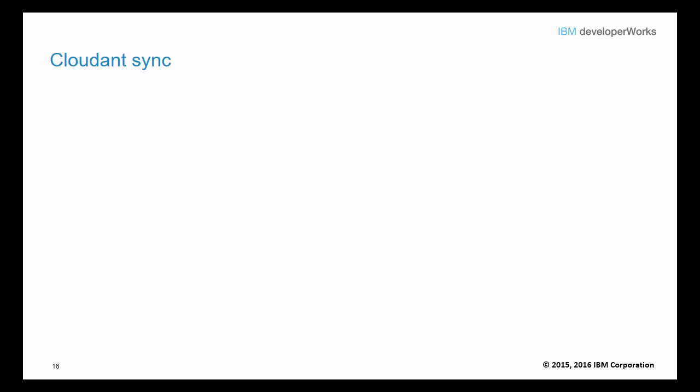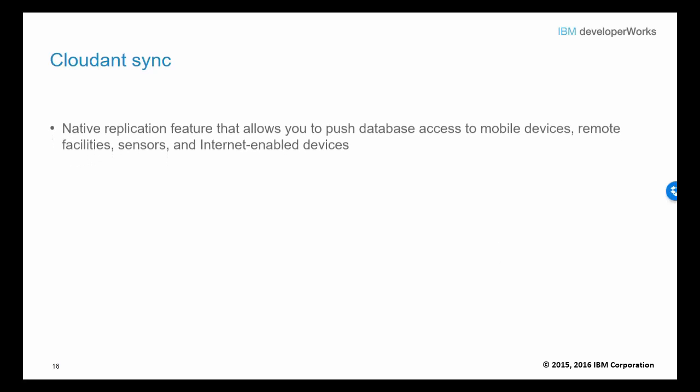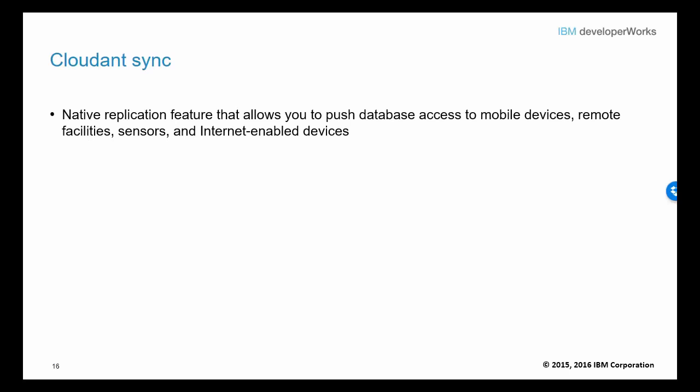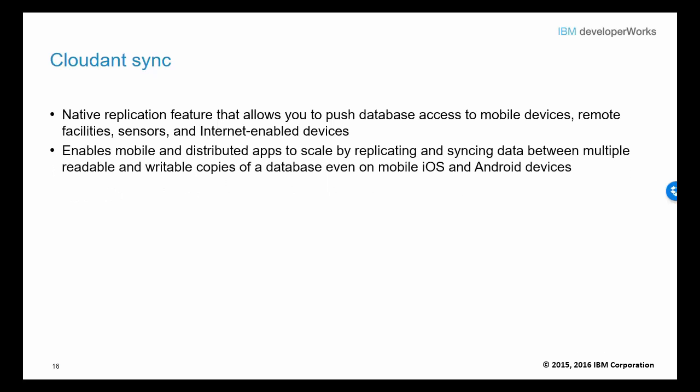So now let's look at Cloudant Sync. This is a built-in replication feature that allows you to have distributed copies of your data in mobile devices, remote facilities, sensors, and any internet-enabled device or server. It allows distributed or mobile apps to scale by replicating and syncing the data between multiple copies of the database. This includes databases running on iOS or Android devices, or anywhere where Cloudant or Apache CouchDB can run.